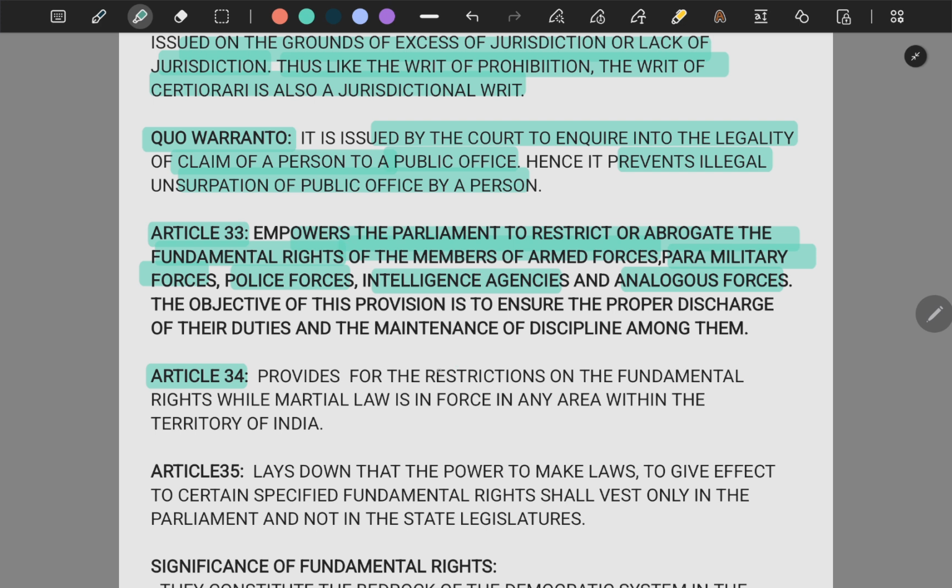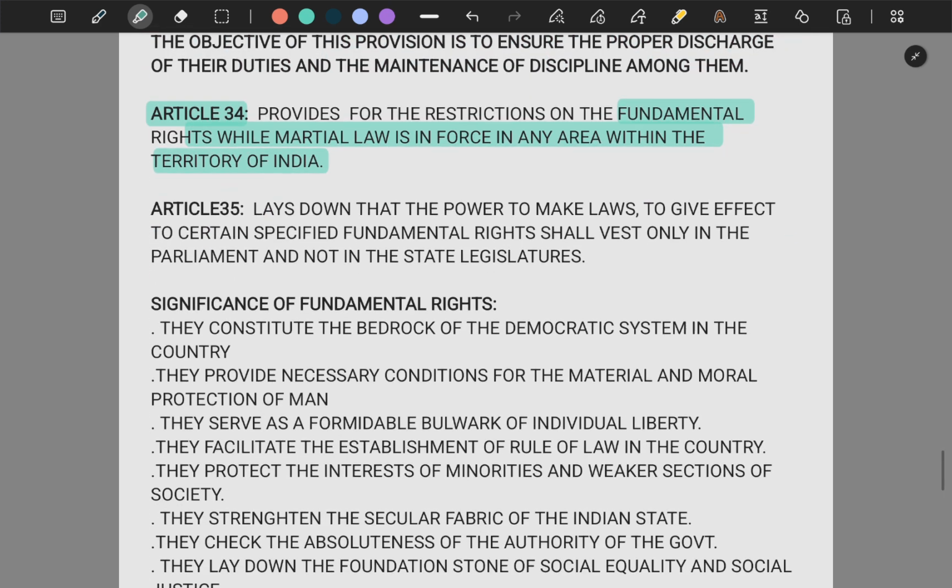It provides for restrictions on fundamental rights while martial law is enforced in any area within the territory of India. So fundamental rights are restricted when there is military law in force in the territory of India. The next is Article 35. It lays down that the power to make laws to give effect to certain specified fundamental rights shall vest only in the Parliament and not in the state legislatures. Okay? So now comes the significance of fundamental rights.